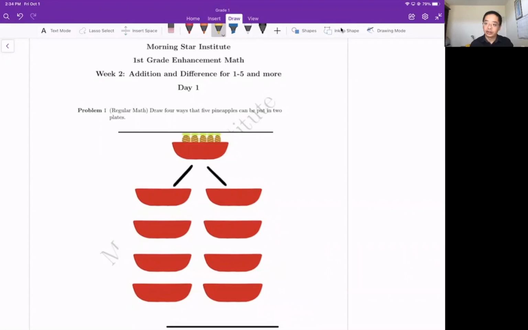Obviously, what we can do is put 4 pineapples in one plate and 1 in the second plate. If we write it as an addition, this is 4 plus 1 equals 5. Or we can just put 1 pineapple in one plate and 4 in the other, and this is 1 plus 4 equals 5.